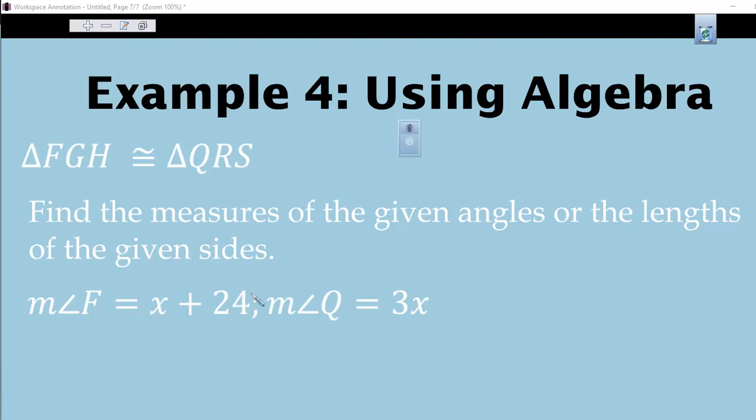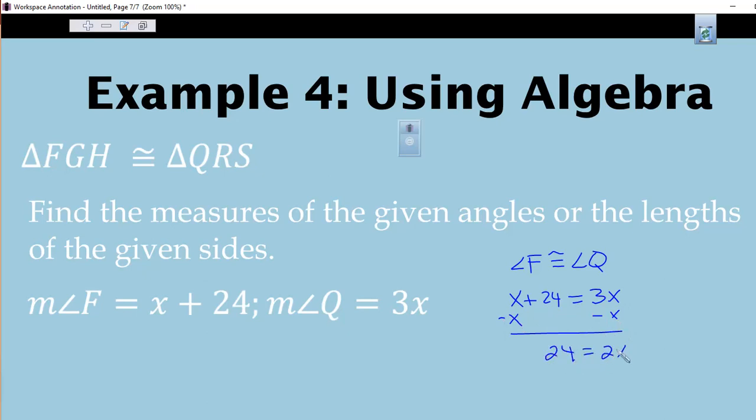So they give us angle F and angle Q. Well, if we look back up here, F and Q are congruent. So that tells us that these two should equal each other. So angle F should be congruent to angle Q. So we're going to take their values, x plus 24, and set it equal to 3x. So now I'm going to subtract an x. 24 is equal to 2x, divided by 2, and that gives us that x is equal to 12.